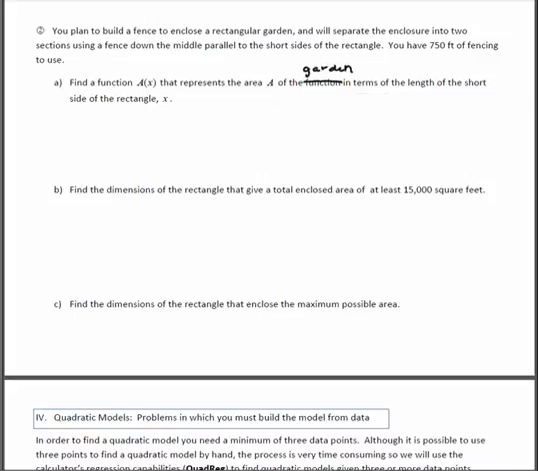So we're supposed to find the area of the garden in terms of the length of the short side of the rectangle, x. So let's draw a picture of this. Here's our rectangular garden. And here's the fence down the middle. The short side we're supposed to label x. There'll be 3 fences of length x. And for right now, I'm going to use y as the long side of my rectangle.